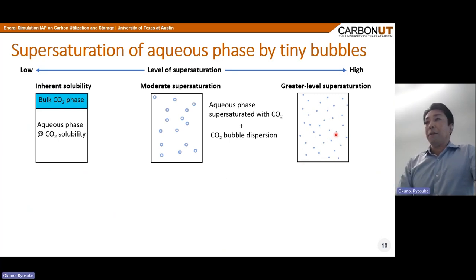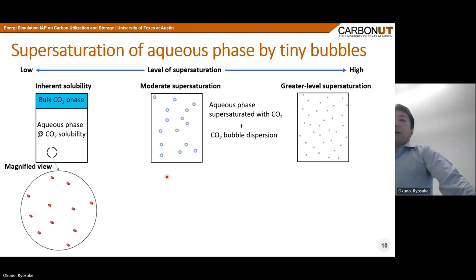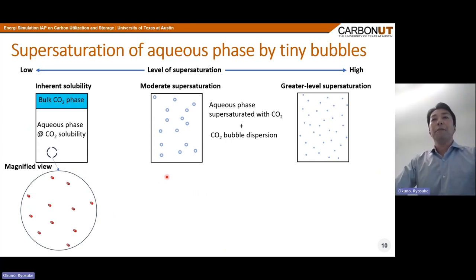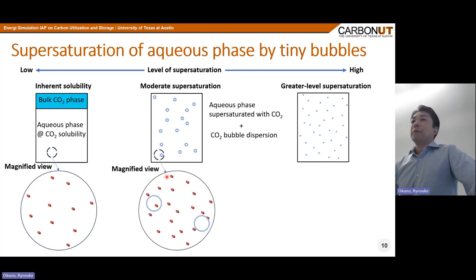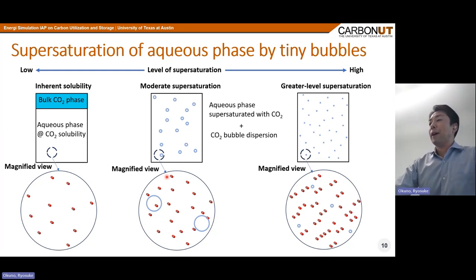If I take a magnified view of the water phase here, you see CO2 molecules dispersed in the water phase at the solubility limit. For the middle sample, we get bubbles surrounded by CO2 molecules at a concentration greater than the solubility limit on the left. And this supersaturation of the surrounding water phase is enhanced when smaller bubbles have greater capillary pressure. So this is a graphical illustration of what we found from a thermodynamic viewpoint.